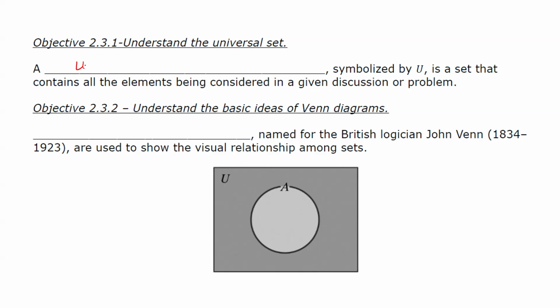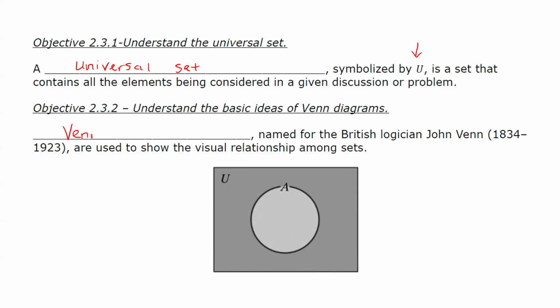So a universal set is symbolized by a capital U. And this is a set that contains all the elements being considered in a given discussion or problem. Okay. Objective 2 states understand the basic ideas of Venn diagrams.